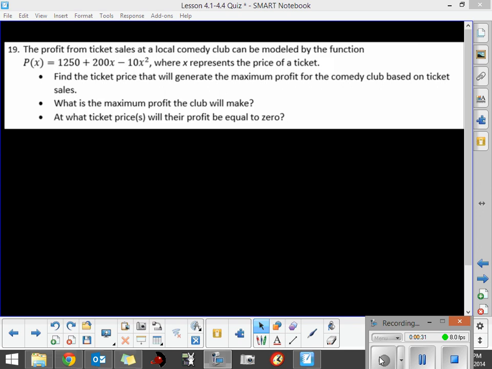Now, as soon as I start keying in on the word maximum, maximum tells me that I should be looking for a vertex. Now, it's a quadratic equation, and quadratic equations have two shapes. They're U-shaped. And because the quadratic term, this negative 10x squared, is negative, I know it has to be a frown. So you did not have to graph this to find solutions, but I think it helps in the explanation of what I want to do.